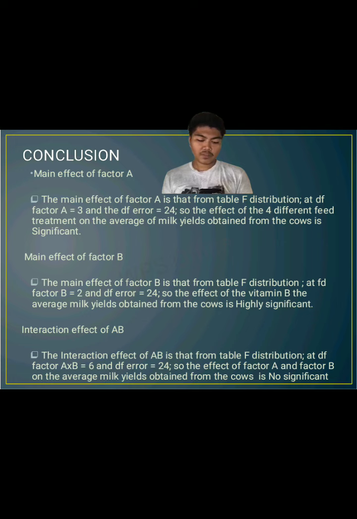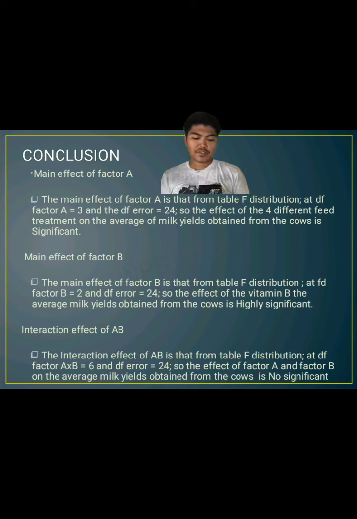Main effect of factor B. From the table of distribution, at DF factor B is equals to 2 and DF error is equals to 24. The effect of the vitamin B on the average milk yields obtained from the cows is highly significant.